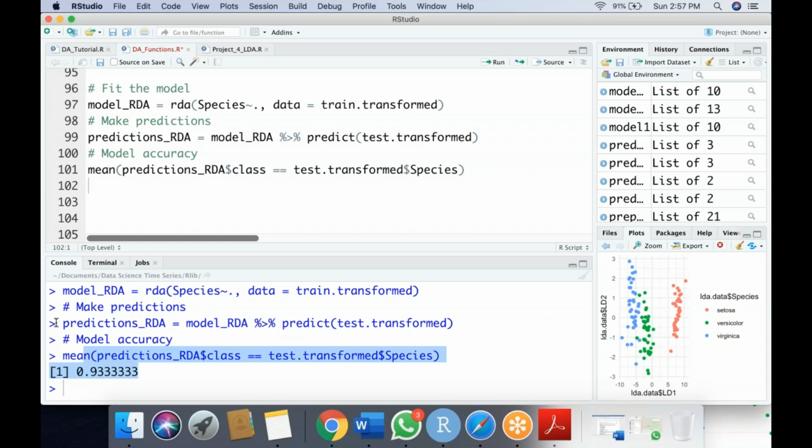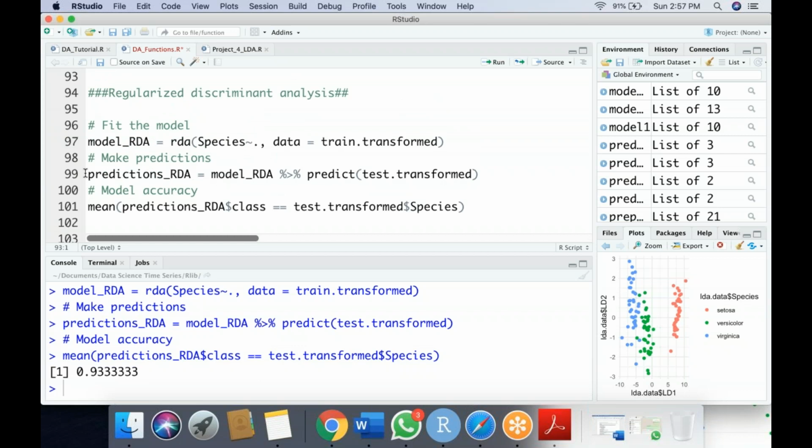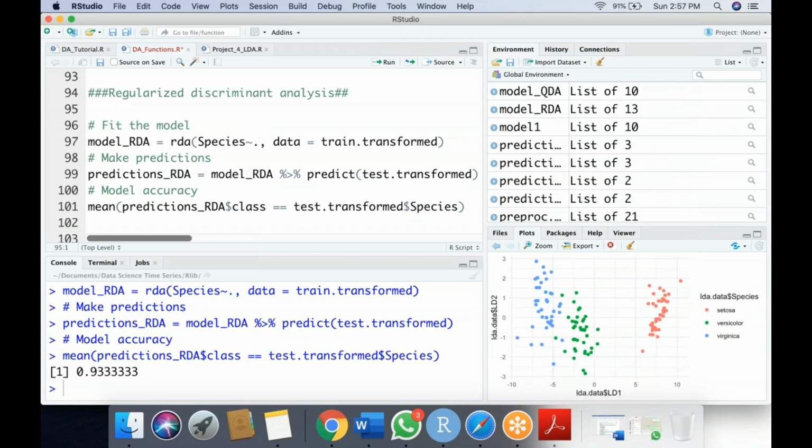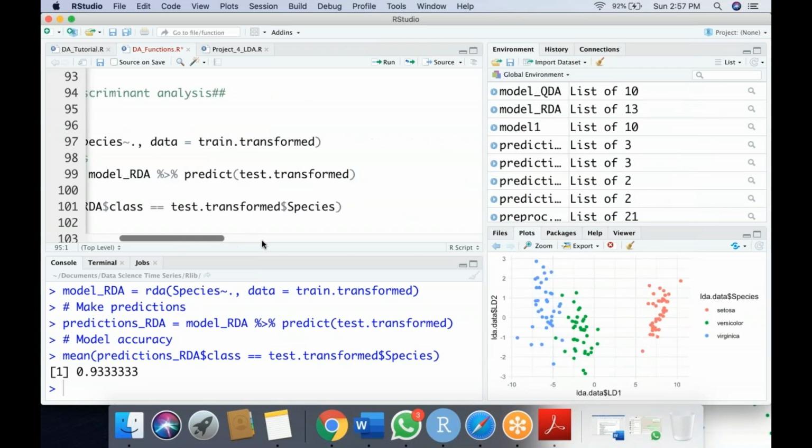And you can see here the accuracy, it is giving 93.33%. That overfitting thing I was talking about is not actually coming up here. So in this case, RDA is comparatively, as per my understanding, giving better prediction. So that is all about how we write various discriminant analysis functions.